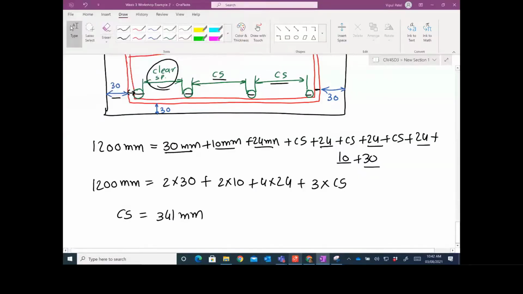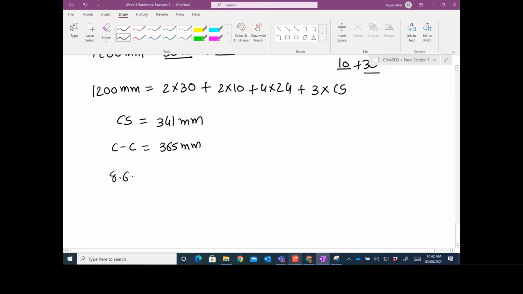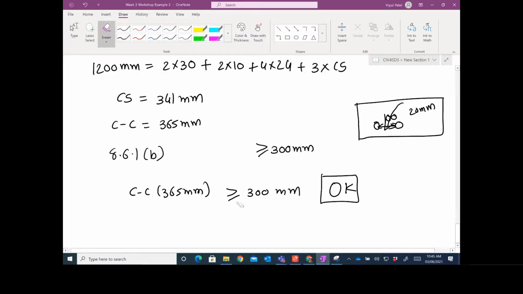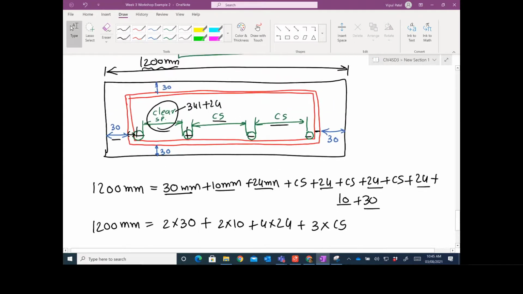So if you want to calculate the center to center spacing, you have 341, and then you just add 12 on both sides, which is plus 24. So that would be 341 plus 24. You get 365. So center to center spacing is 365 millimeters. Now the standard clause 8.6.1b says this should be less than or equal to 300 millimeters. So 365 will not work.